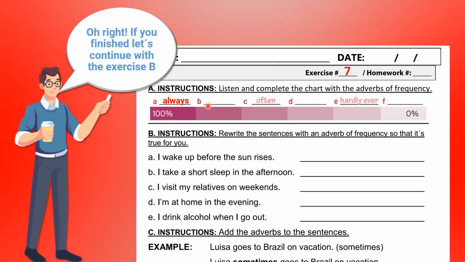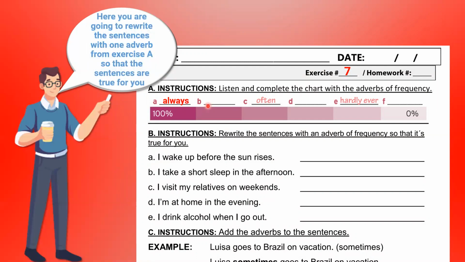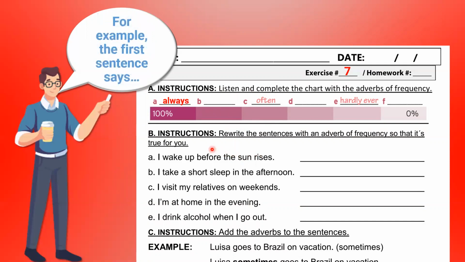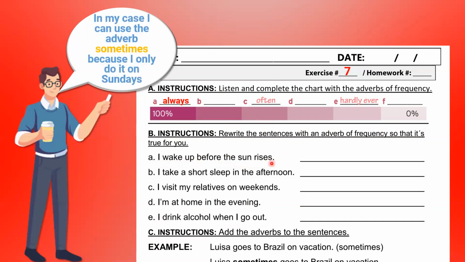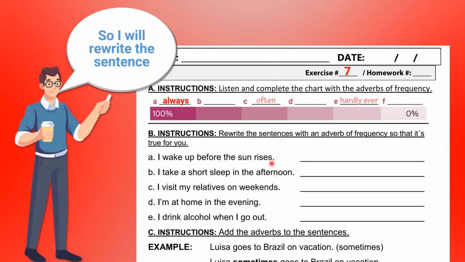All right. If you finish, let's continue with the exercise B. Here, you're going to rewrite the sentences with one adverb from the exercise A, so that the sentences are true for you. For example, the first sentence says, I wake up before the sun rises. In my case, I can use the adverb sometimes because I only do it on Sundays. So I will rewrite the sentence.